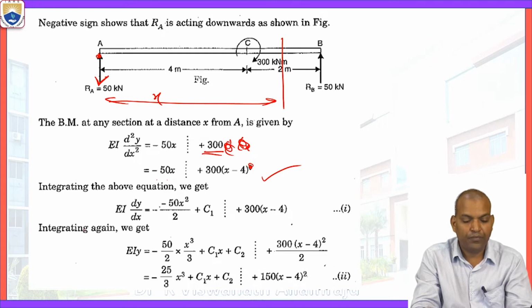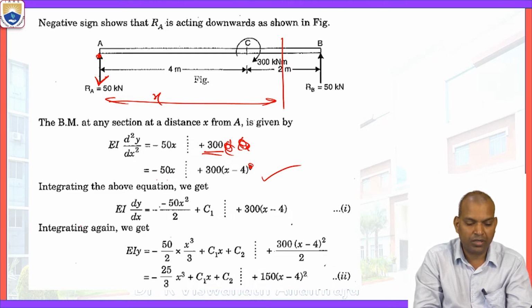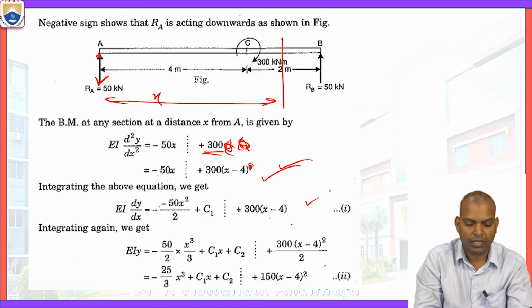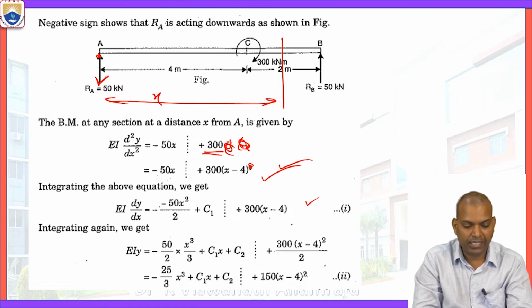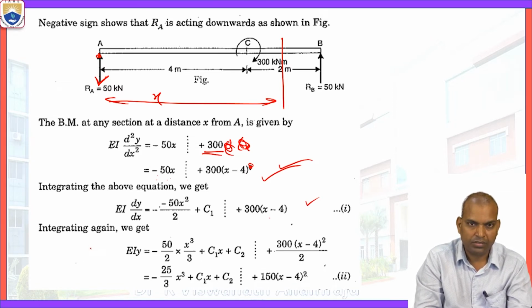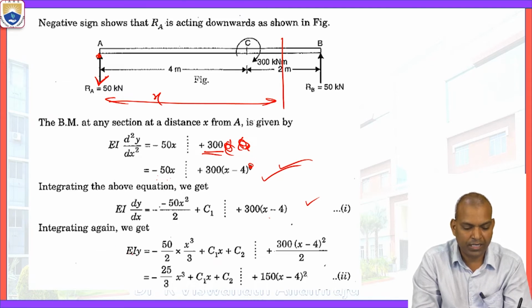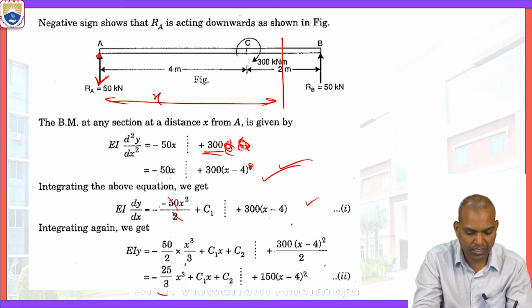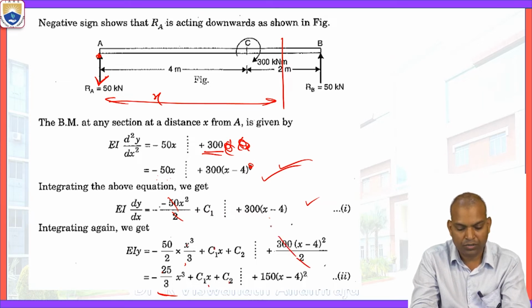Now, if we integrate once, the first integration of this moment equation, that is EI times dy by dx equal to minus 50 times x square by 2 plus C1 plus 300 times x minus 4. Now, if we integrate again the equation 1, it gives the deflection equation, EIy equal to minus 50 by 2, that is 25, x cube by 3, plus C1x plus C2, plus 300 by 2, that is 150, x minus 4 whole cube by 3.